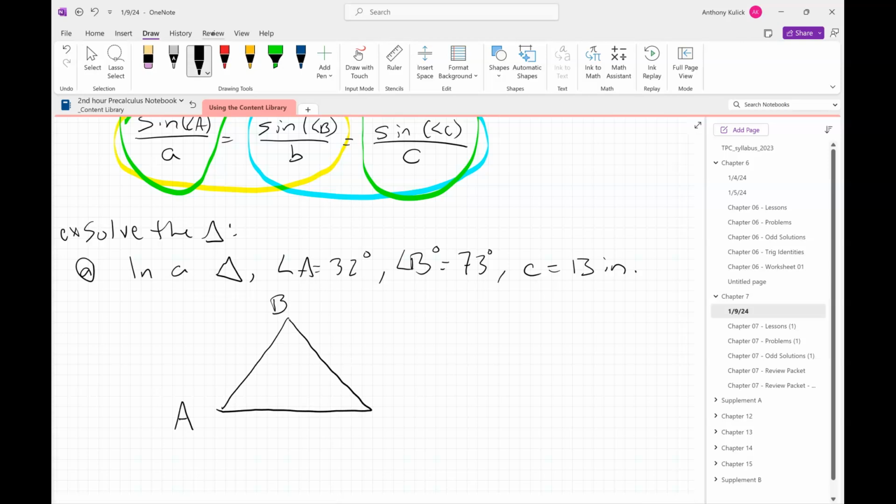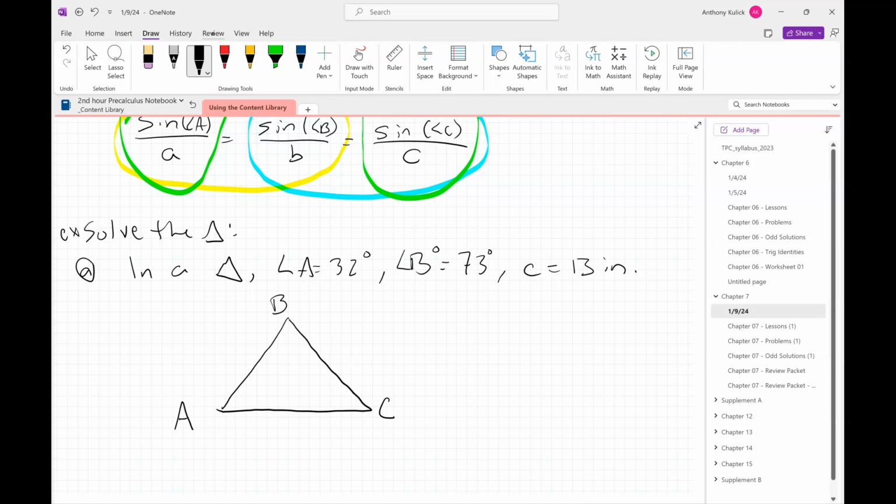Now, every time I draw a triangle, I draw nothing to scale. I just draw it and label it. If you want to try to draw things to scale, that's fine. I never bother with it. I just draw the same shaped triangle every single time because it doesn't really matter to me.